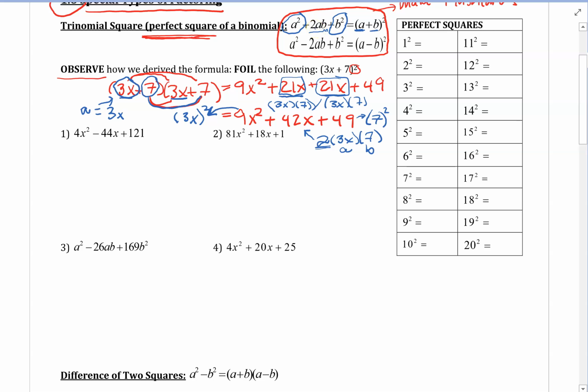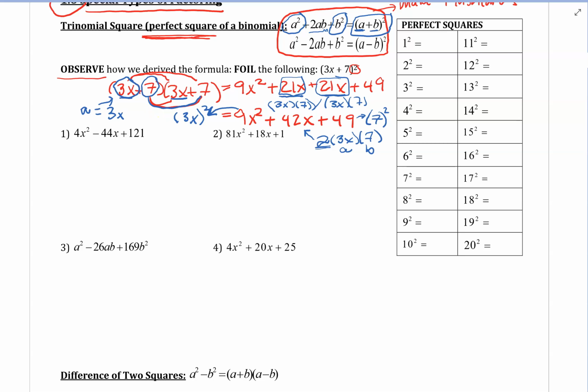So why are we showing you this? It's because if you can look at a trinomial, like in 1, 2, 3, or 4, and recognize, hey, look, it's in this format. This looks like a perfect square trinomial because the first term is a perfect square, the last term is a perfect square, and the middle term is 2 times each of their square roots, a and b. If you can recognize that, then you can use this formula and you're done factoring. You don't have to go through the grouping process.